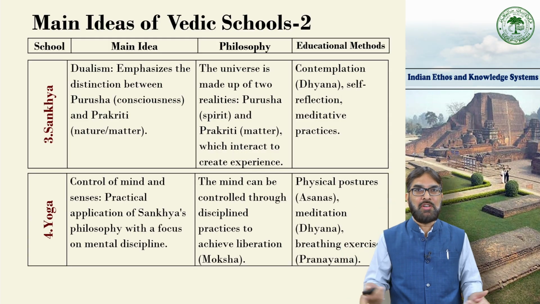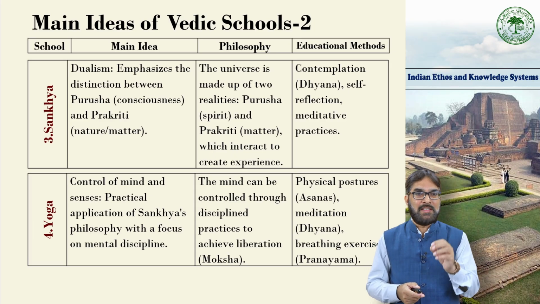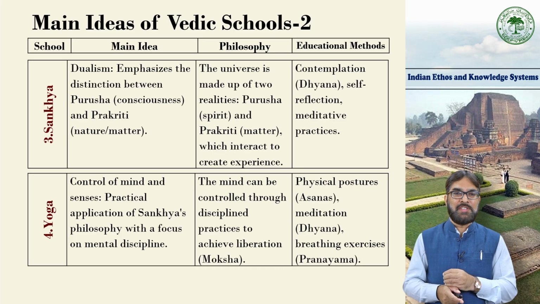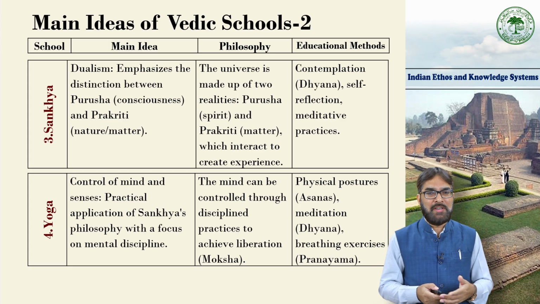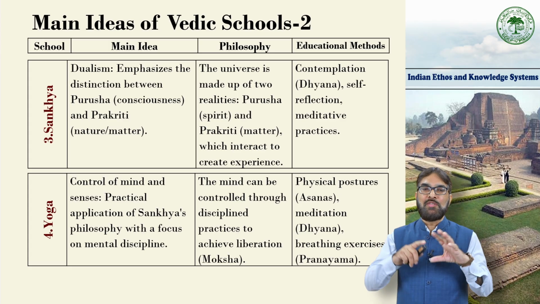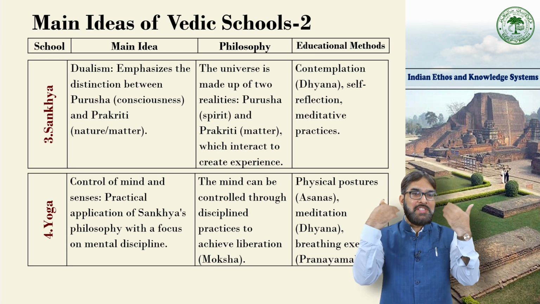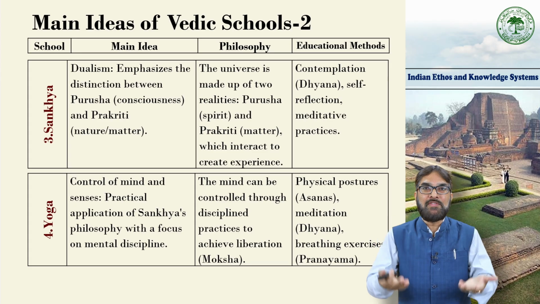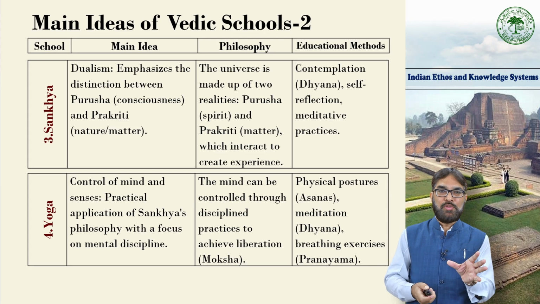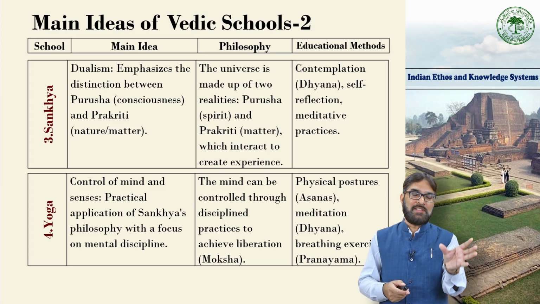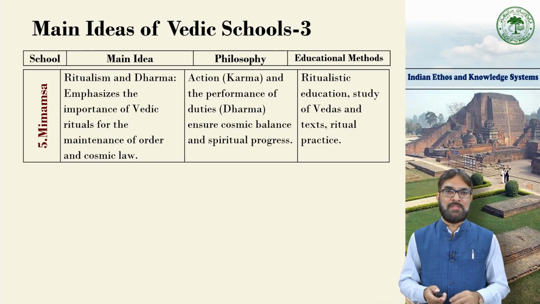Yoga is the realization of that aspect. I have already said there is the applied aspect. So control of mind, senses, practical application of Sankhya's philosophy with a focus on mental discipline. The mind can be controlled through disciplined practice to achieve liberation, moksha. So whatever Sankhya philosophy says, like consciousness and Prakriti, in the lap of Prakriti, or the nature, you may realize that mystery of this universe. So Purush is the aspect that is Chetan, that is called the consciousness, and Prakriti is Jad. These are the two elements of Sankhya philosophy.